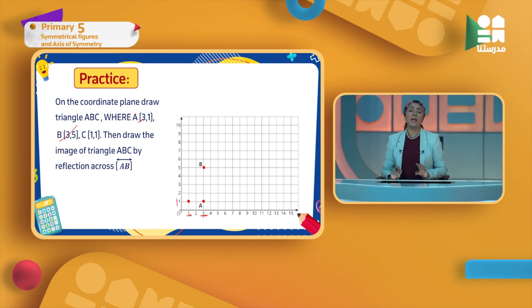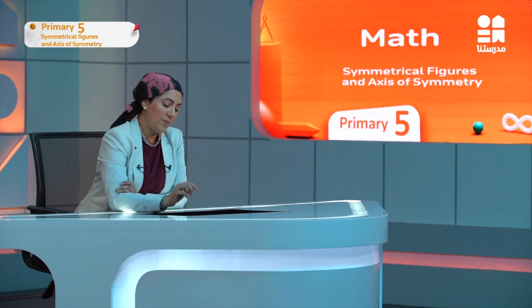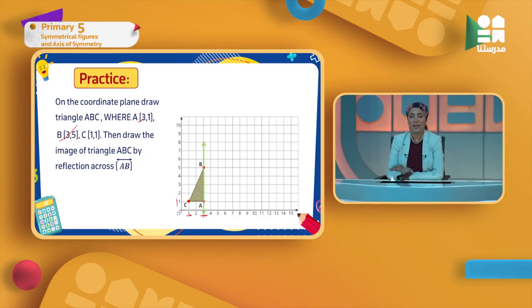Now we can join the points A, B, C to form a triangle. Okay, now I have my triangle. I want you to draw the image of this triangle around the straight line AB. Where is the straight line AB? I will go to the 2 points A and B and draw a straight line.